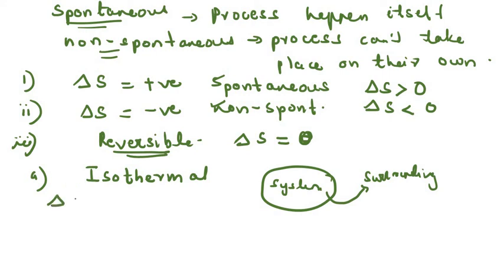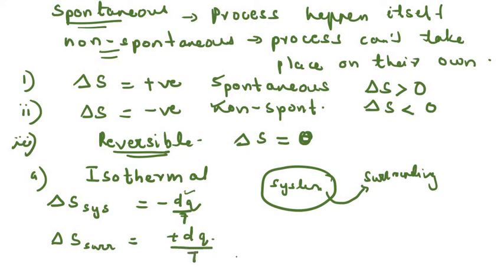So, we can represent it as delta S system equal to minus dq by T, based on our formula. Why are we writing minus dq? Because the system has lost its heat to the surrounding. And why are we writing it as d? Because a very small, negligible amount of heat is transferred. And what about our surrounding? Even though it is a negligible amount, the surrounding has gained that very little amount of heat from the system.